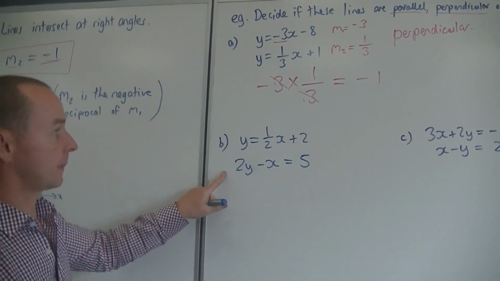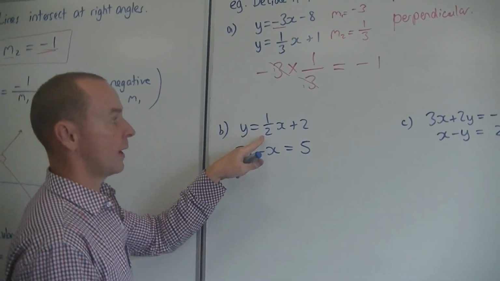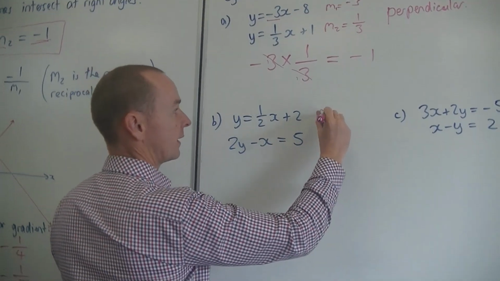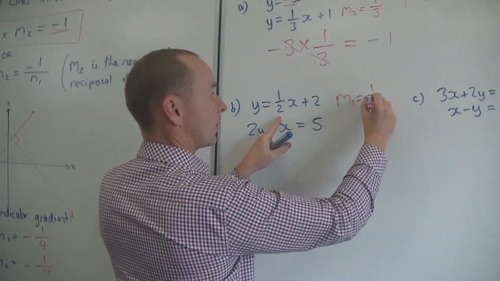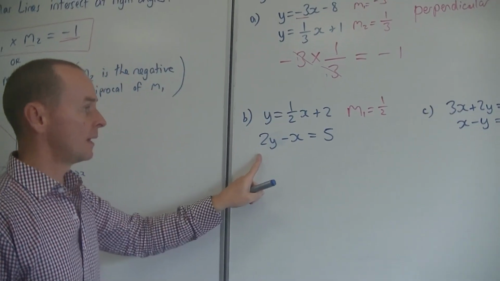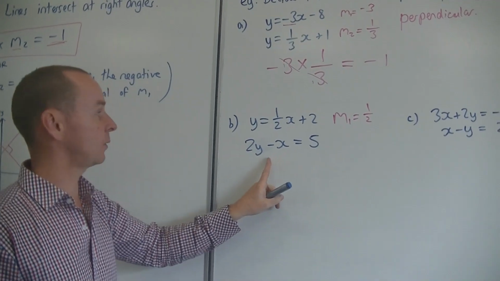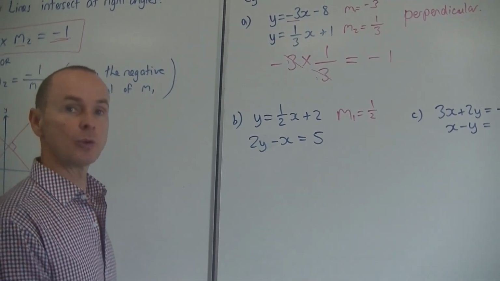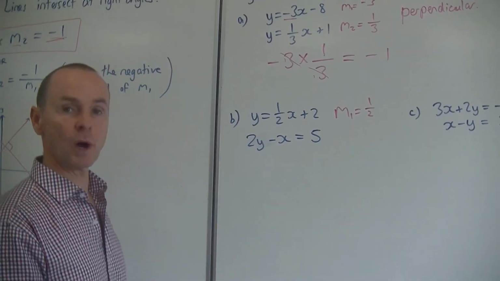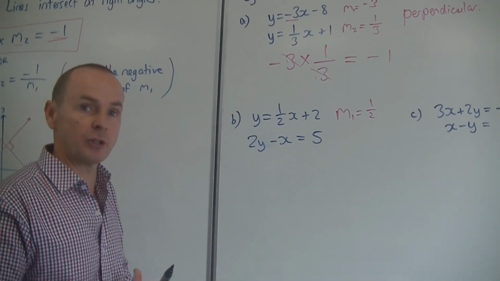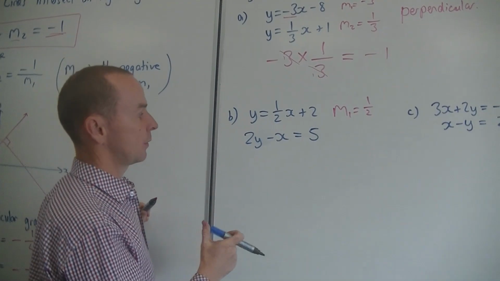Let's try the next one. y is equal to 1/2 x plus 2. So we know this gradient is 1/2 because we can read that straight away. Now the next one, it's not in the right format. We need it in y equals mx plus c. So we have to rearrange this equation to make y the subject. So yes, we have to actually do some work before we can see what the gradient is.